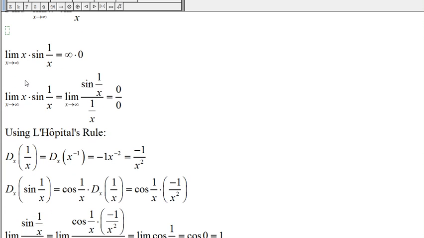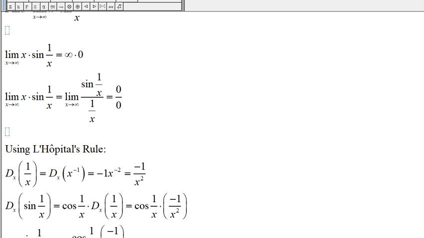And so what we can do is this: rewrite x. This is times x, which is the same as dividing by 1 over x. So dividing by 1 over x is the same as multiplying by x. And now the sine of 1 over x approaches 0 as x approaches infinity. And then 1 over x will also approach 0. And now we have the indeterminate form of 0 over 0. Now we can apply L'Hopital's rule.